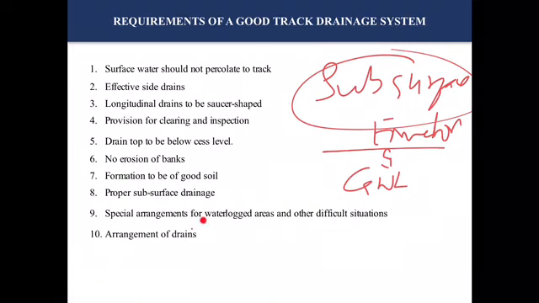In places like waterlogged areas, special precautions should be taken, especially if there is a presence of detrimental salt, and also if floods are common in the area. So special care has to be taken with respect to providing the drainage system. And the arrangement of drains: the drains or drain pipes should be kept at closer spacing to keep the water table well below the formation and to prevent the capillary rise of water. So these are some of the requirements that need to be fulfilled for a good drainage system.